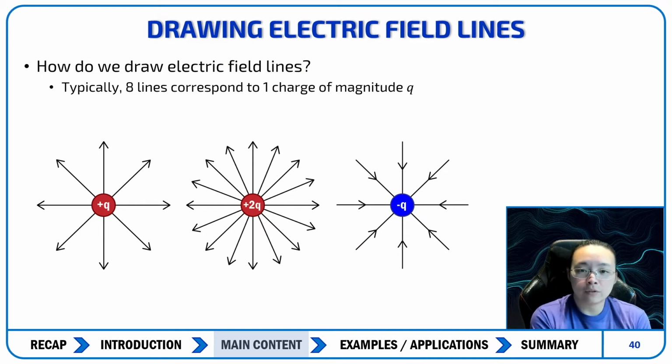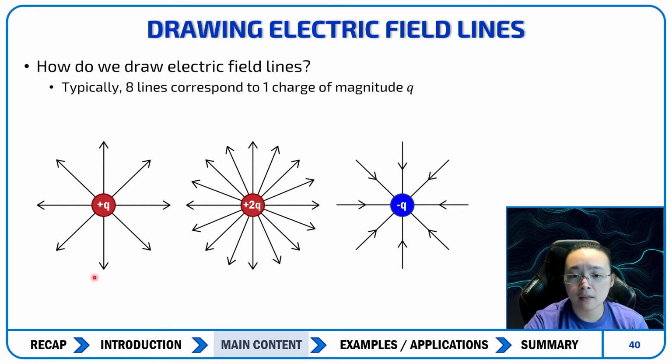So drawing electric field lines, how do we draw them? Typically, we usually use 8 lines to correspond to one charge of magnitude Q. So if I have one positive Q charge here, then I have 8 lines: 1, 2, 3, 4, 5, 6, 7, 8. Now if I have plus 2Q, then I have double the amount of lines. If I have negative Q, it's always going to be attracted, so we have lines pointing inwards.